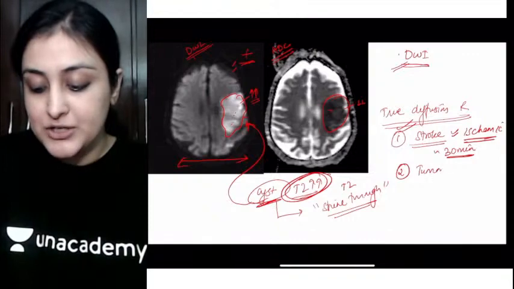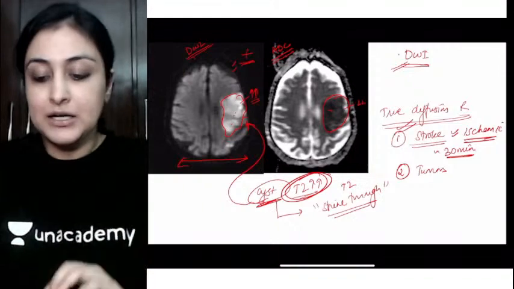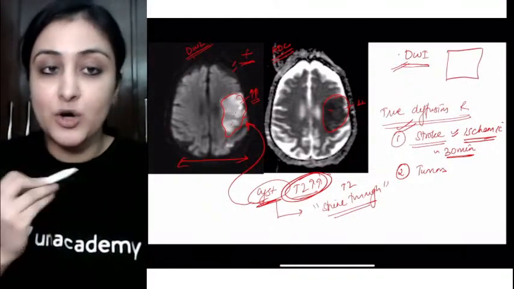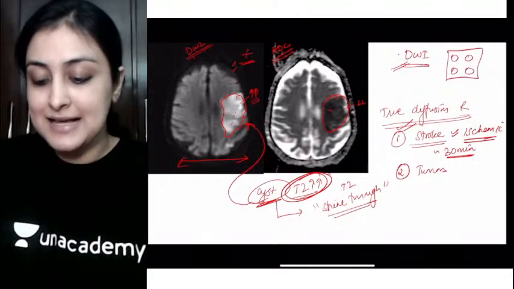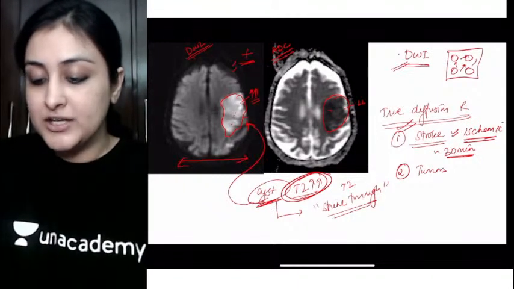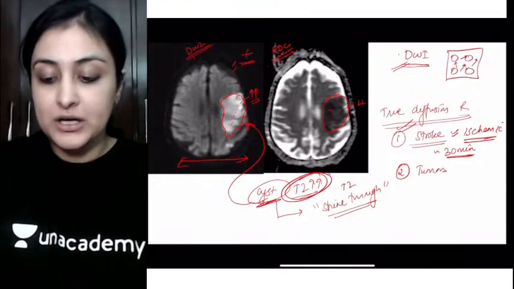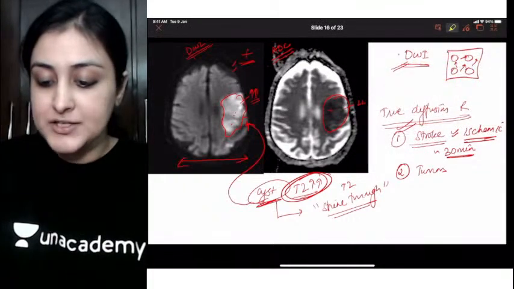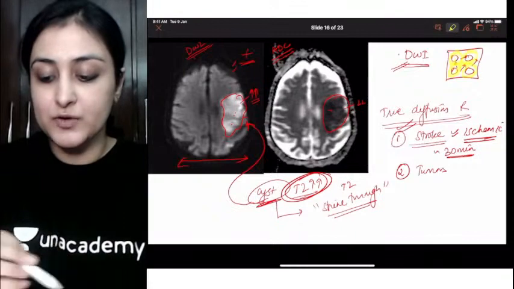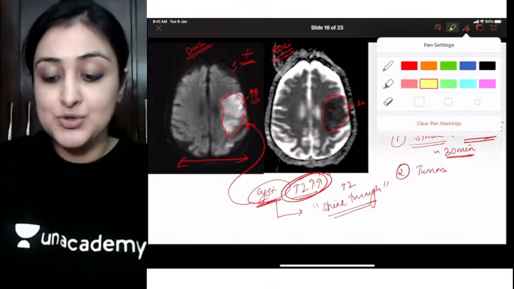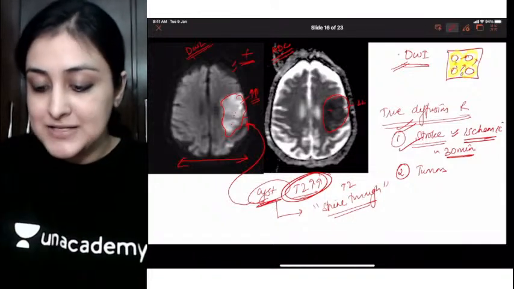What else will show diffusion restriction? Tumors. Tumors will show diffusion restriction. Did you understand? It's okay. Even if you didn't understand the shine through concept, understand the diffusion concept of what will show diffusion restriction. So let's just say this is our box filled with cells and water is diffusing. Water is diffusing randomly, which is called Brownian motion. Now, anytime you have stroke, what happens? These cells are going to swell up, isn't it? They swell up because of cytotoxic edema, because the ATP pump is not working. So will our water be able to diffuse as freely? No. So diffusion restriction. In tumors, the number of cells increases.